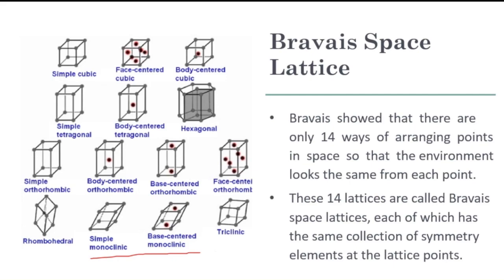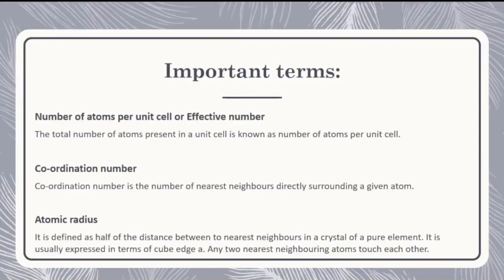Now, a few important terms regarding the crystal structure. First is the number of atoms per unit cell. In a unit cell, you can see there are a number of atoms, but in actual calculation, not that many atoms belong to a single unit cell. So the effective number is called the number of atoms per unit cell. Second is the coordination number. Coordination number is the number of nearest neighbors directly surrounding a given atom.